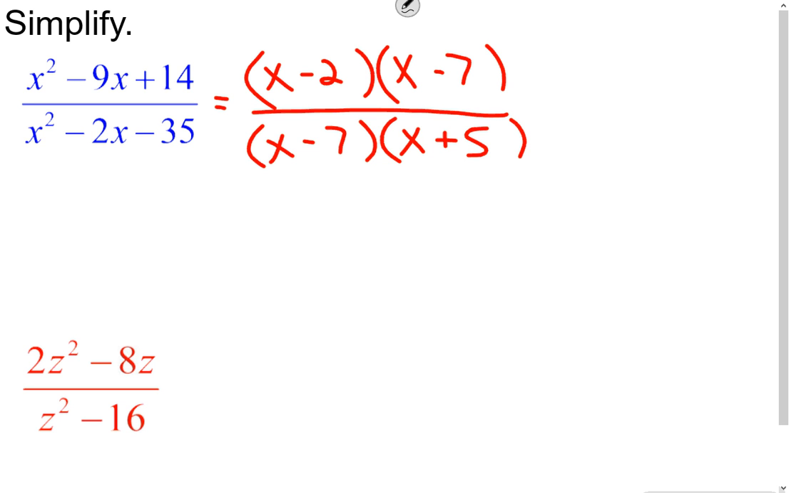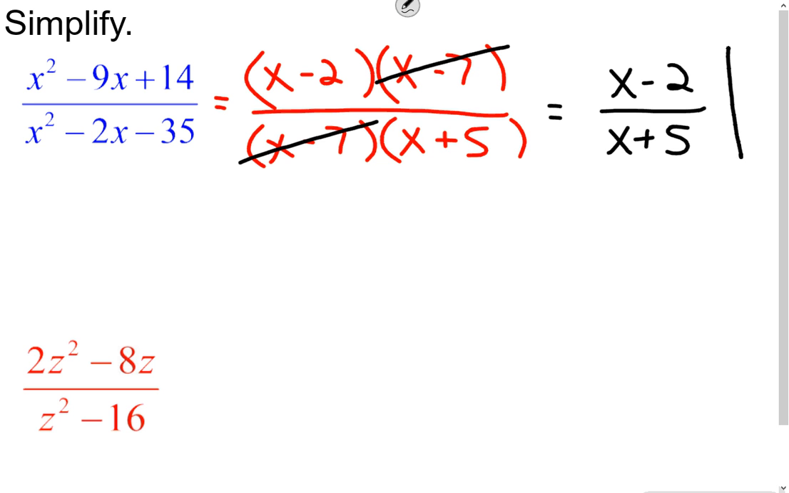So when I look at this, if I have a common factor in the numerator and the denominator, they'll divide out and become 1. So I see x minus 7 and x minus 7. Those will divide out and become 1. All that's left then is x minus 2 over x plus 5. And I have simplified that original blue rational expression. Now I have another example here.